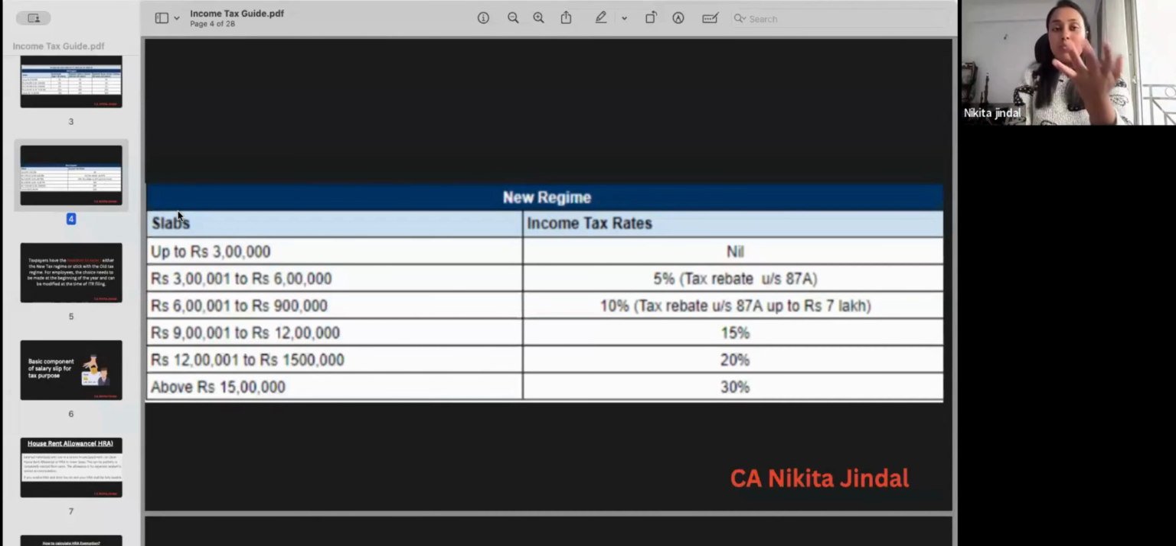So if you have a salary of 18 lakh, for the amount above 15 lakh, that is 3 lakh, you have to pay 30% tax, and the rest works like this. So this is how the entire slab system works. I hope I answered your question, Sagar.